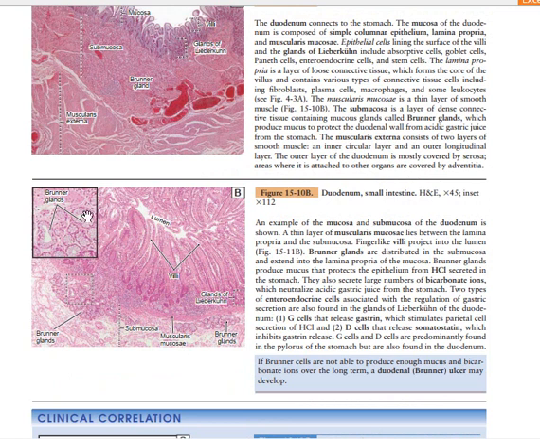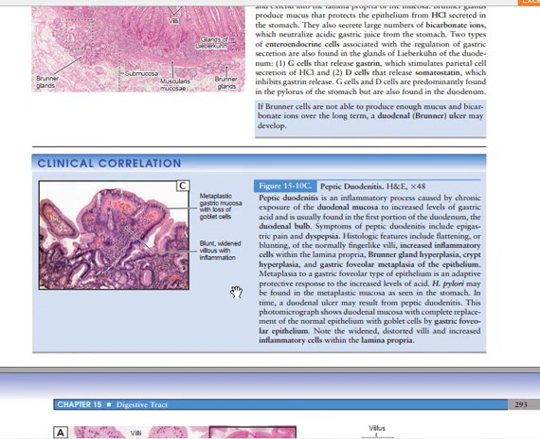This diagram shows a higher section of the Brunner's gland. So here you can see at the level of the mucosa, you have glands of the duodenum, and at the level of the submucosa, you have the Brunner's gland. Now the next one is the clinical correlation of this. The clinical correlation is going to be peptic duodenitis. So peptic duodenitis is an inflammatory process caused by chronic exposure of the duodenal mucosa to gastric acid. Is it clear? That's peptic duodenitis.